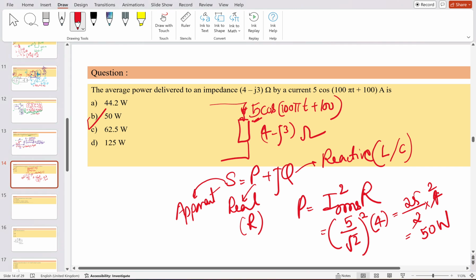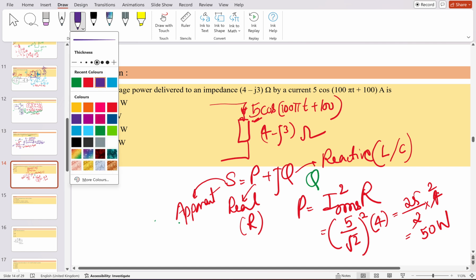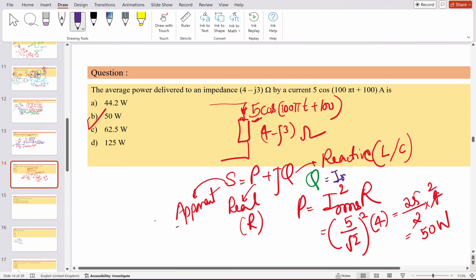Suppose in the question it is asked what is the value of Q. For finding the value of Q, it will be simply equal to I RMS square multiplied by X. I RMS is given as 5 by root 2, squared. What is the value of X? It is 3. This is the R plus jX form. So it will come out to be 25 divided by 2 multiplied by 3, which is 75 by 2, or 37.5 kVA.